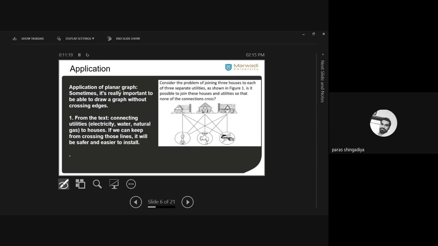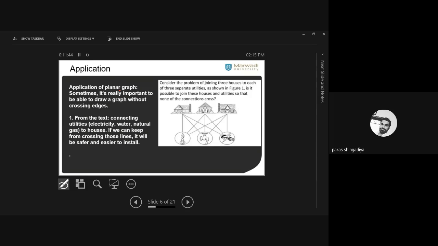So there are three houses, and we have to apply the three utilities to all the three houses. Which three utilities? The first one is the gas pipeline. Then there is the water pipeline, the water connection, which is one of the main points, and you have to apply the three pipelines to all the three houses. And that is electricity.